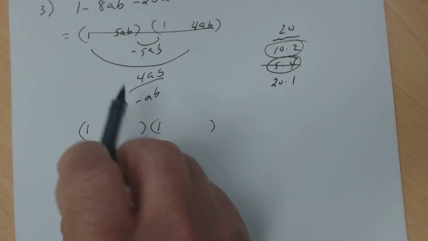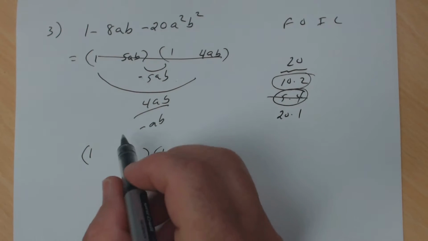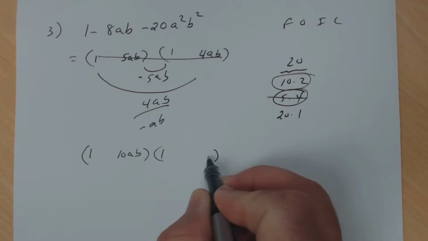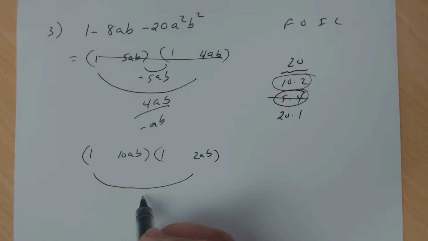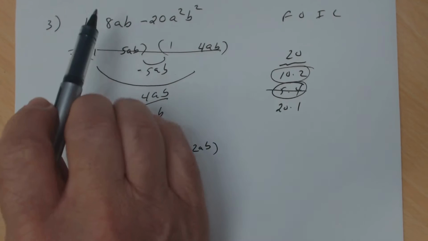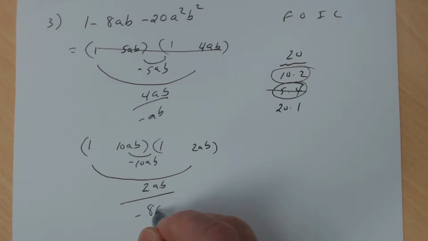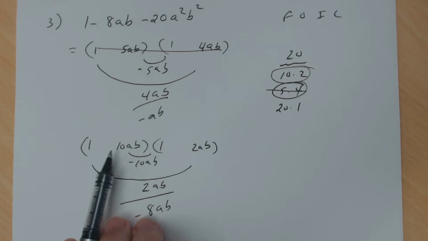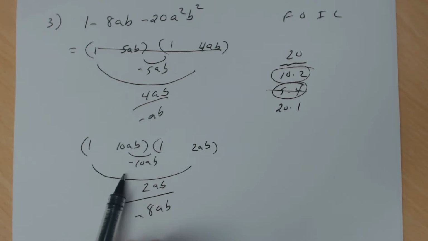So 1 times 1 is 1. So I'm going to say 10ab, 2ab. The outer is 2ab. The inner is 10ab times 1 is 10ab. The larger of these will take the middle sign. And when I add them up, I'm going to get a negative 8ab, which is what I wanted. So this is a correct order, so I just got to fill in the signs.